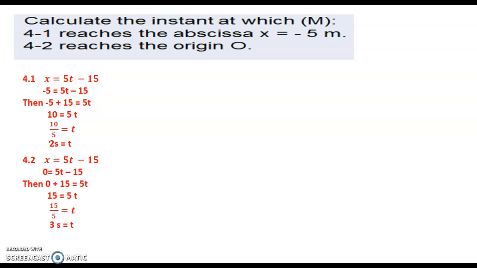Then as it continues moving, it's going to reach the origin O. So the origin corresponds to x equal to 0. Doing the substitution, solving the equation, we get that t equal 3 seconds. So as it continues, after reaching x equal minus 5 meter, 1 second later, it reaches the origin O. So 3 seconds starting from the initial position.